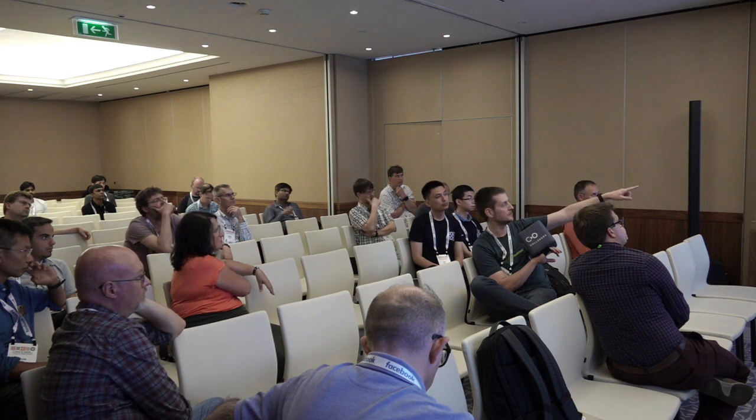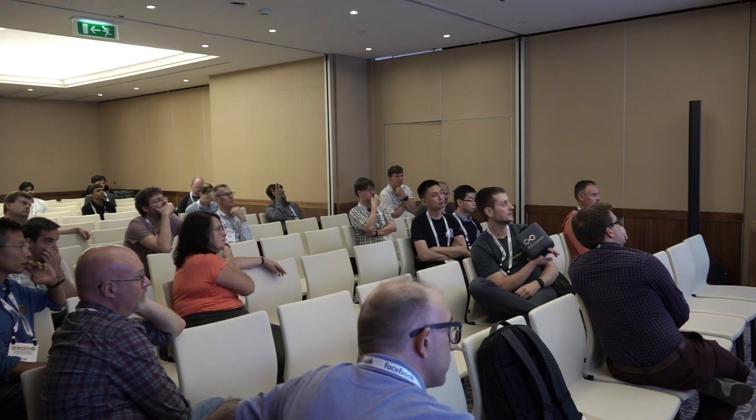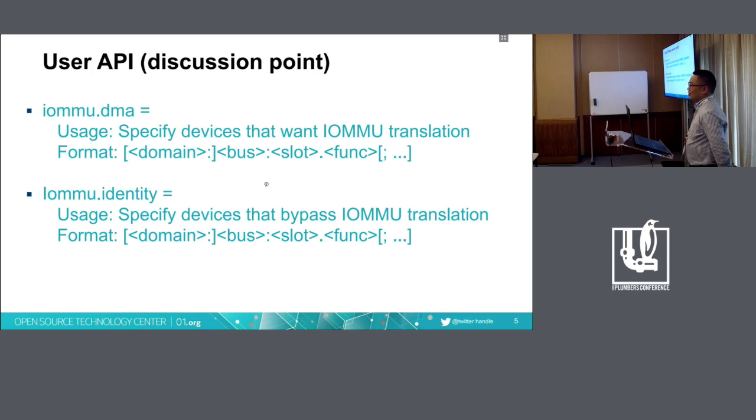give two different default domain types for the same group. You can specify one device in a group as DMA and one as identity. Given you have a group with two or more devices, and you specify one device in DMA and the other in identity, then the question is what to do about that. We will detect the conflict and print a message in the kernel log.